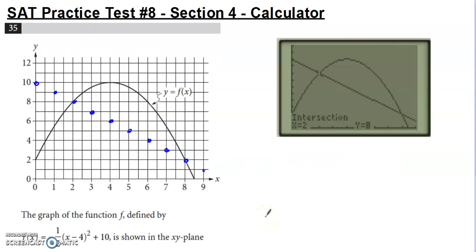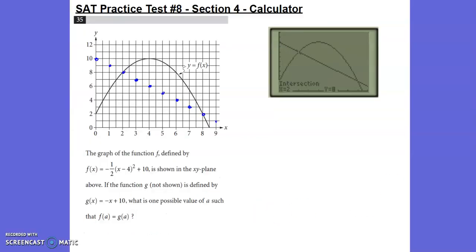Number 35 here is one that, if you have access to the calculator, you should use the calculator to do it. A little dangerous to do this by hand. I guess I need to shrink this a little bit to show it to you. So they give the graph of the function f here. So f is this parabola. It's shown in the xy plane.